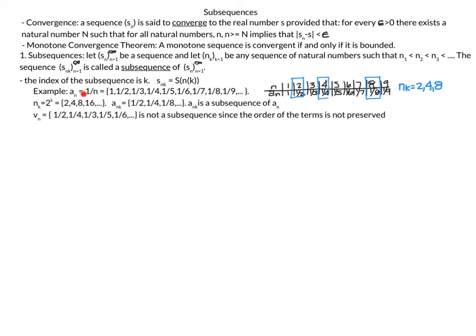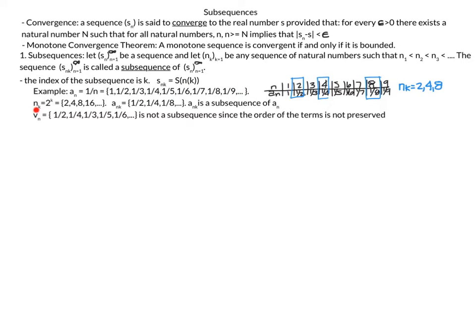Let's let an be our sequence, where an is equal to 1 over n. So when n is equal to 1, we have 1. When n is equal to 2, we have 1 half. When n is equal to 3, we have 1/3, etc. Now we're going to look at nk. This is our sequence of natural numbers, and that's what's going to pick out which terms of an we're going to consider for our subsequence.